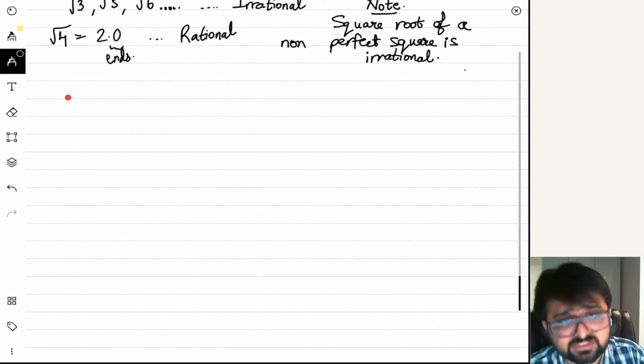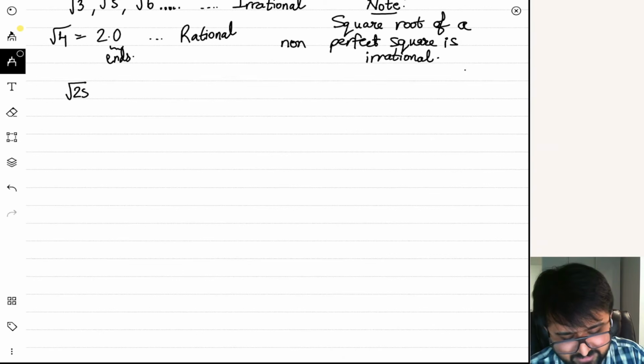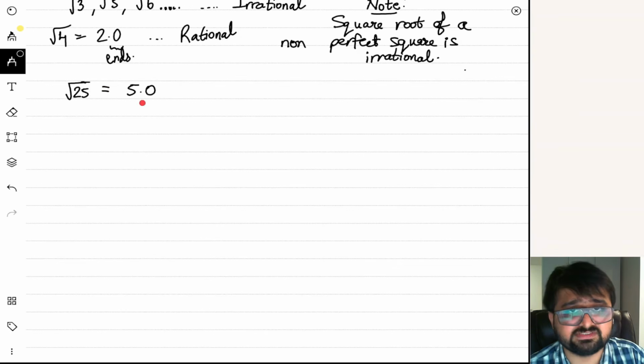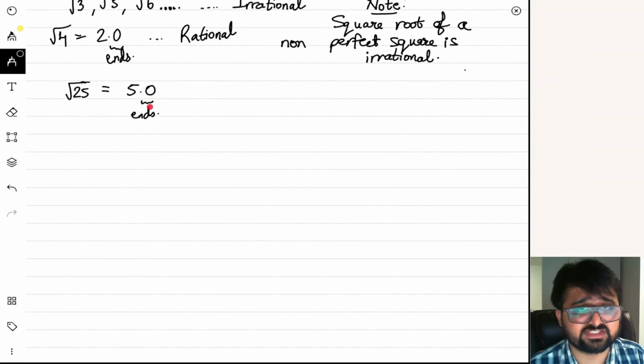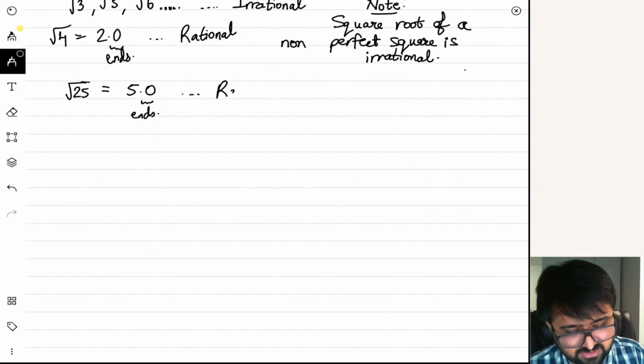Can you tell me what is square root of 25? If it is square root of 25, that is 5. And 5 is just like 5.0. So it's ending here. It ends. It is not non-terminating. It is terminating because it's just ending here. So this is rational. It is rational because this is a perfect square.